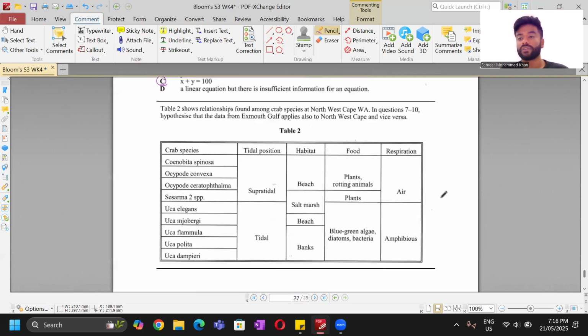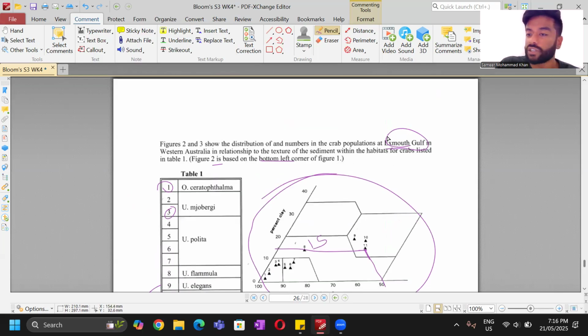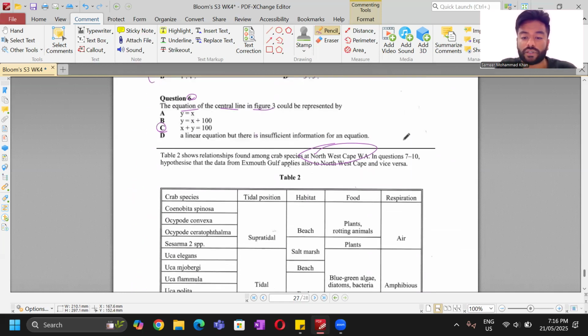Now we're up to the final stage of our cognitive loading. Table 2 shows relationships found amongst crab species at Northwest Cape, Western Australia. So previously, you're dealing with crab populations in Exmouth Gulf. So now we're dealing with crab populations in a brand new location, which was hitherto not discussed, right?